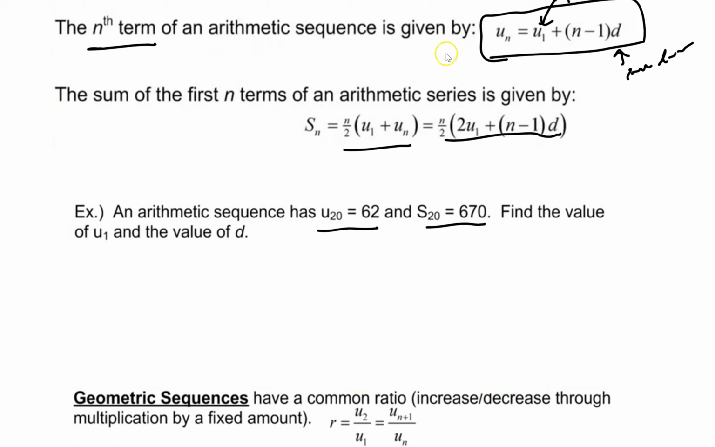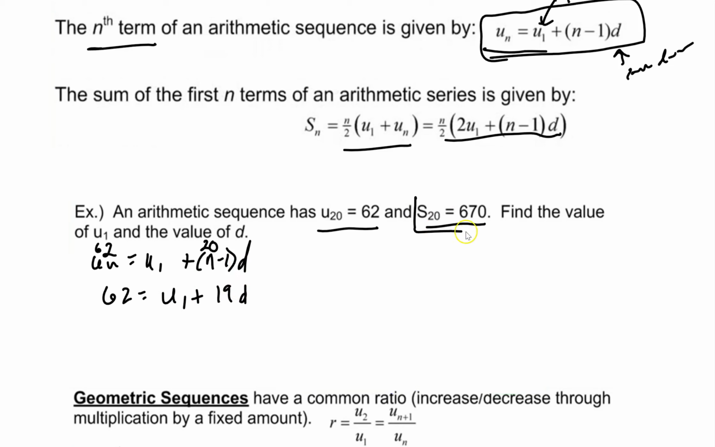So let's look at our formulas. I'm going to use this one first. un equals u1 plus n minus 1 times d. This tells me when I plug in 20, I get 62. That's what it's telling me. So I have 62 equals u1 plus 19d, 20 minus 1. That's all I have there.